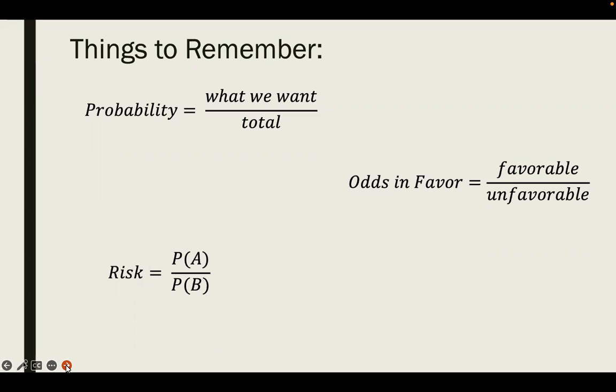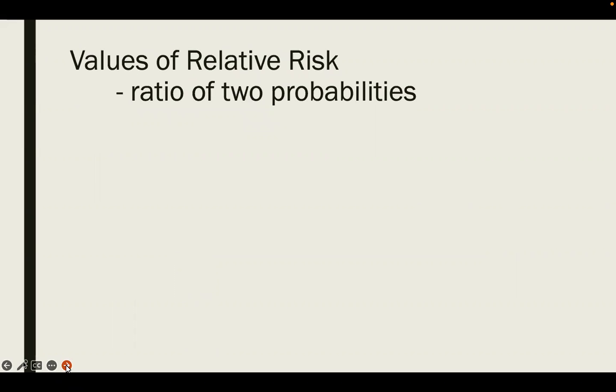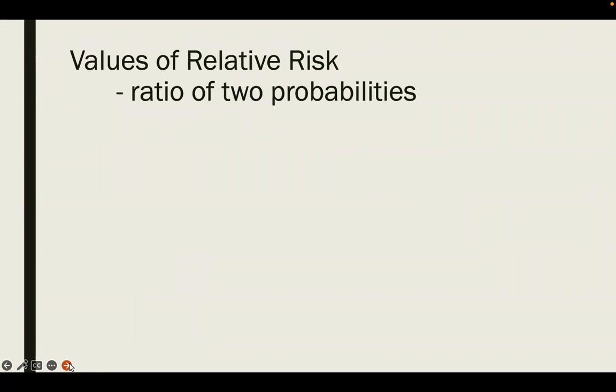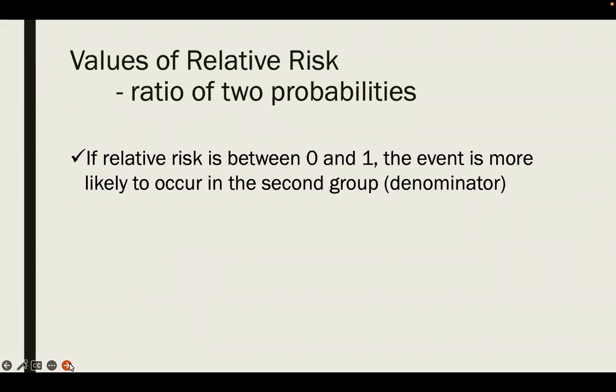So really we're comparing two events. A lot of times event A will be like an experimental group and B will be a control group. So we can compare the two. And that gets us into the values of relative risk, right? So remember that risk is a ratio of two probabilities. If the relative risk is between 0 and 1, that means the event is more likely to occur in the second group, which is the denominator. And this should make sense. If we divide two numbers and we get a number less than 1, that means the top number is smaller.